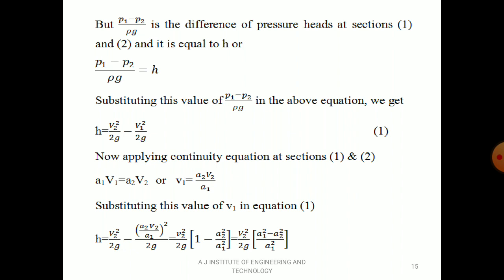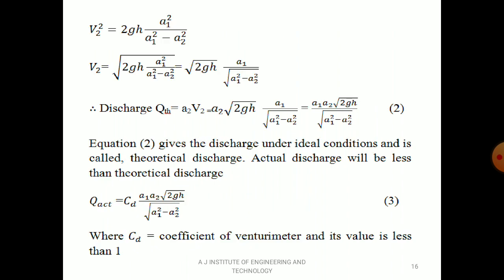Now we can get the expression for V2 by rearrangement, that is cross multiplying 2g to the left hand side, dividing by A1 square minus A2 square and multiplying by A1 square. So 2gH divided by A1 square minus A2 square, and the numerator is multiplied by A1 square, equal to V2 square. Now V2 square equal to 2gH into A1 square divided by A1 square minus A2 square.